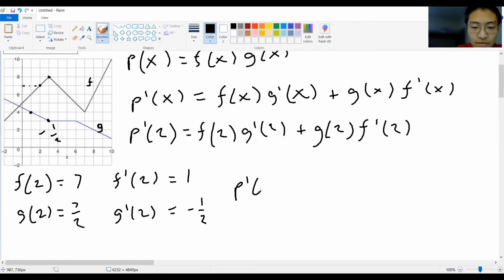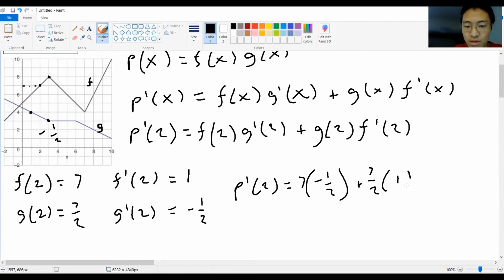So p prime of 2: f of 2 is 7, and g prime of 2 is negative 1/2. G of 2 is 7 halves, and f prime of 2 is 1. So we really have negative 7 halves plus 7 halves, and that's all going to come down to 0. So all that work just to find that p prime of 2 is equal to 0. But it comes down to a nice and clean value. That is how we solve p prime of 2.